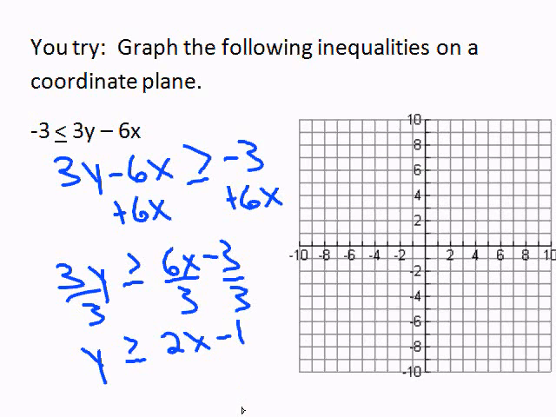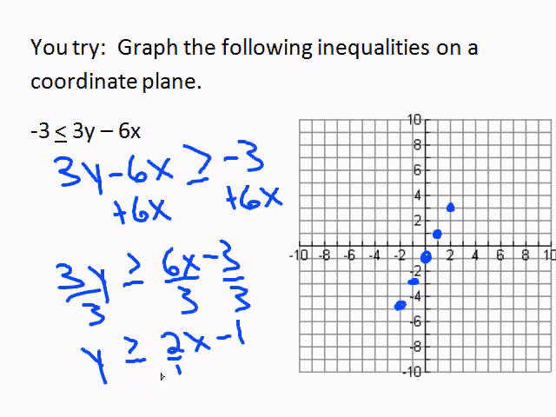which is minus 1. I'm going to go ahead and plot the negative 1, which is my y-intercept. My rise over run is 2 over 1, so I'm going to go up 2, right 1, up 2, right 1, or down 2, left 1, down 2, left 1.